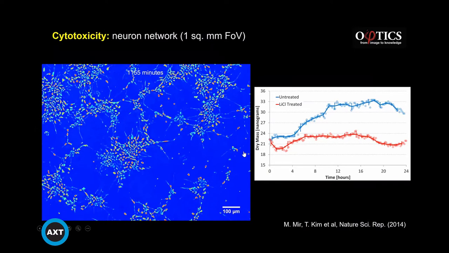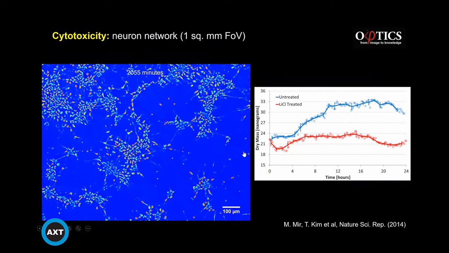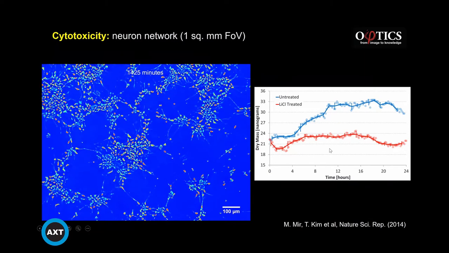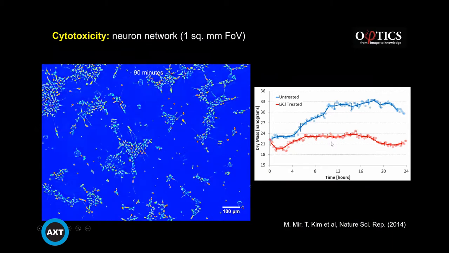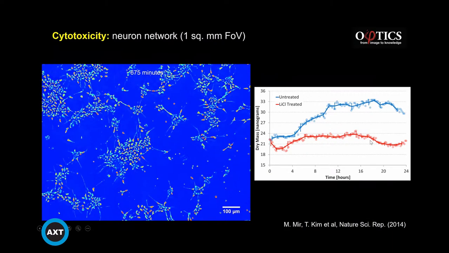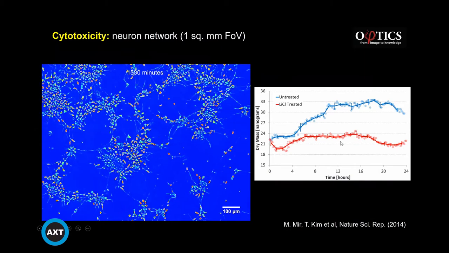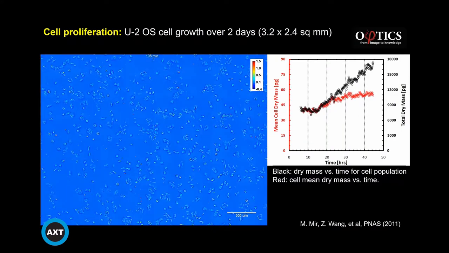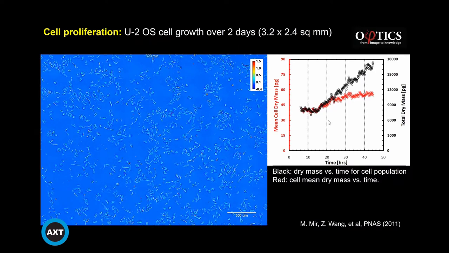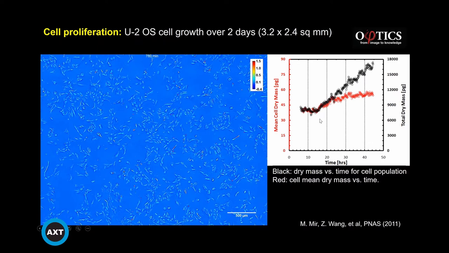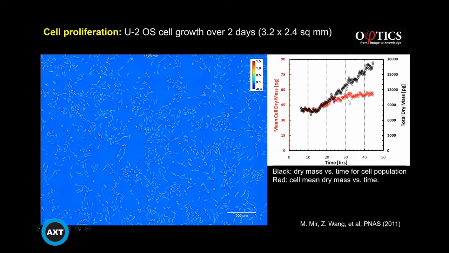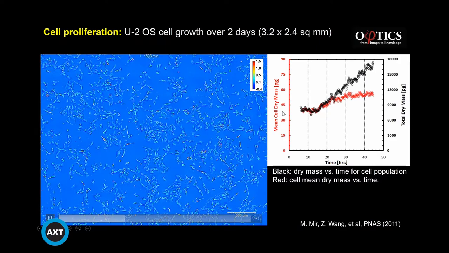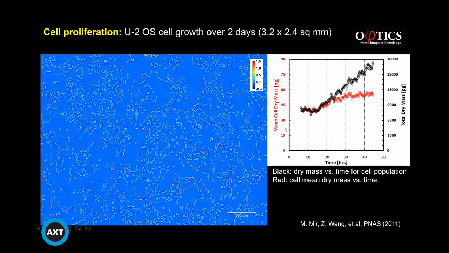Cytotoxicity, again, in this case, cytotoxicity as a principle was tested on a neural network culture where two networks have been, one untreated, the other one treated with a growth inhibitor, and to determine the change in the dry mass as an indicator of the cell proliferation, cell growth. In the cytotoxicity in this case. Proliferation, I mentioned before, it can be measured with single cell resolution. So you can measure, for example, the mean dry mass versus time for all the cells in a cell culture, and also the dry mass versus time for the entire population, the black mark in here.